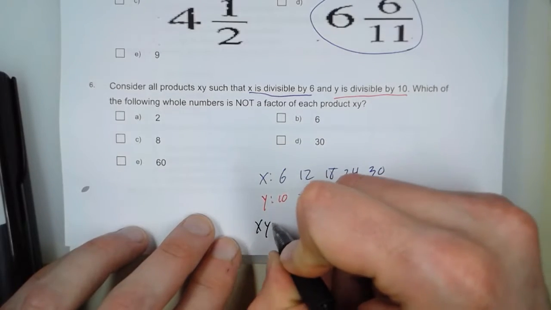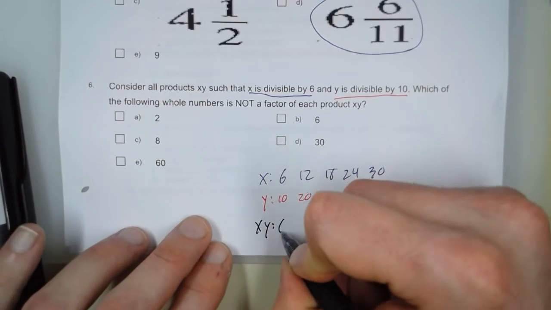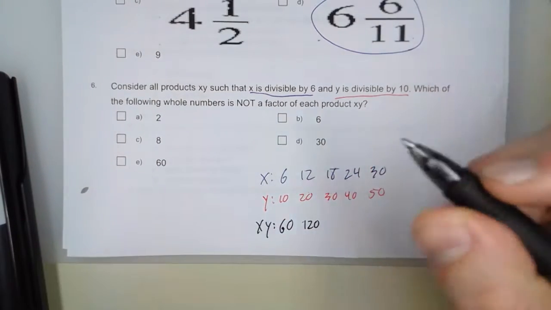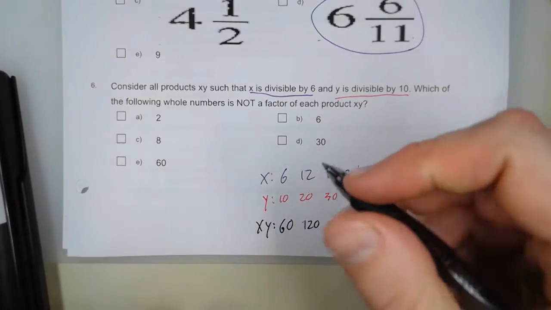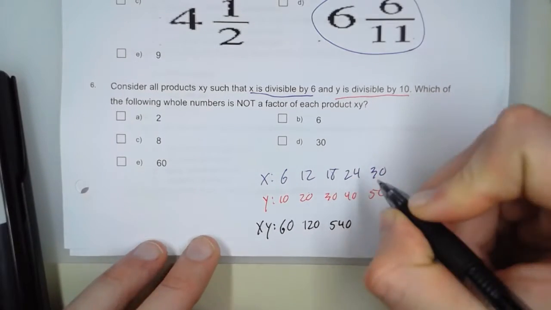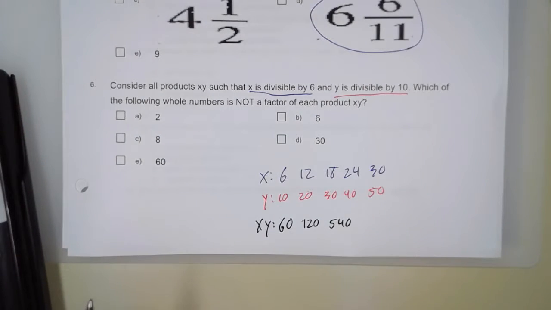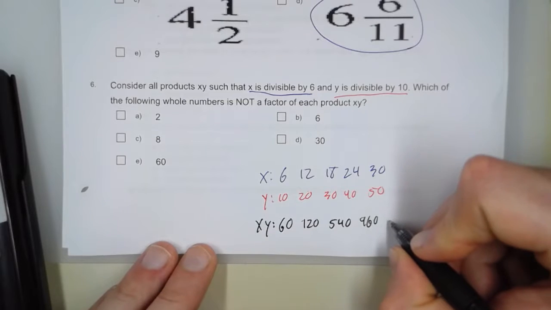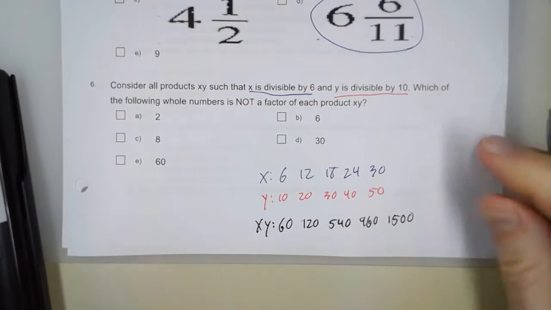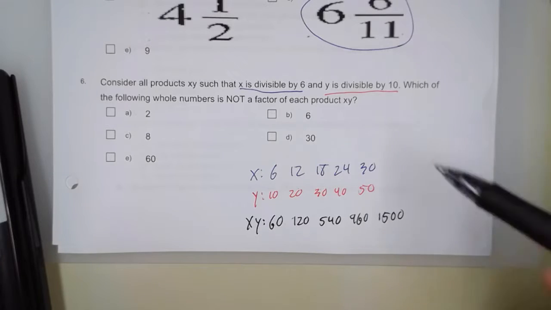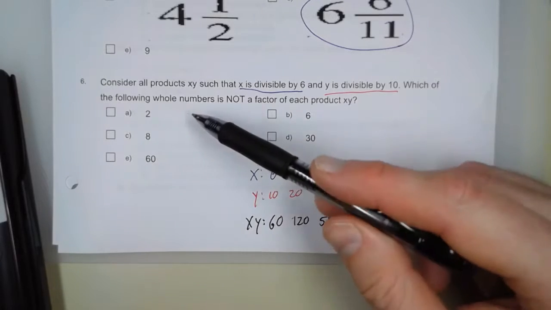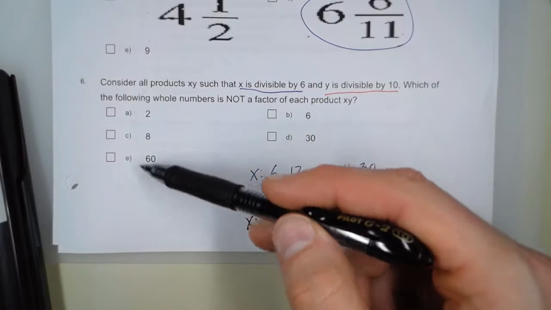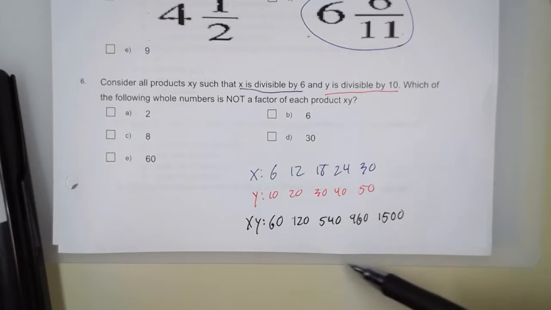Well, let's just use these examples. xy would be 60. 12 times 20 is 120. 18 times 30 is 540. 24 times 40 is 960. 30 times 50 is 1,500. Now, the question is, which of the following whole numbers is not a factor of each product? So which of these numbers here can we not divide and get a whole number?